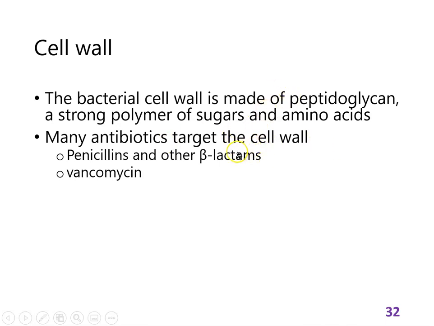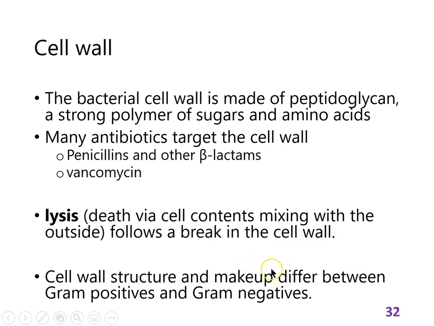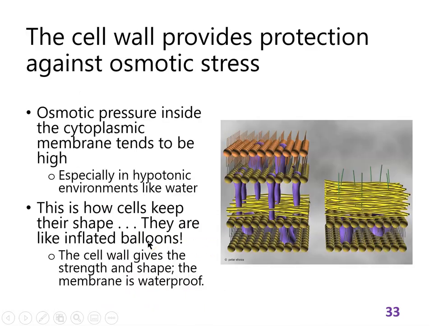And so what happens when we disrupt the cell wall? Usually what happens is lysis. The cell lyses, and that is death because the cell contents leak out and the outside world leaks in. And the cell wall is going to be different between gram-positive bacteria and gram-negative bacteria. So I mentioned gram-positive, gram-negative in lecture 1. This is going to show you sort of what that difference is.